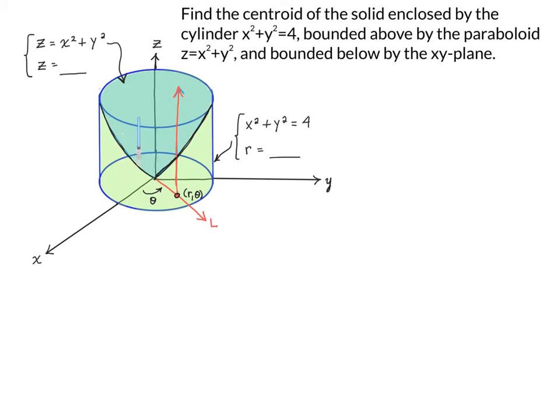And here we have our top circle here. It is bounded above by the paraboloid z is equal to x squared plus y squared. And that is what we're getting here, where we have these circles that are increasing in radius as z increases in height, and bounded below by the xy plane. So here's our xy plane.